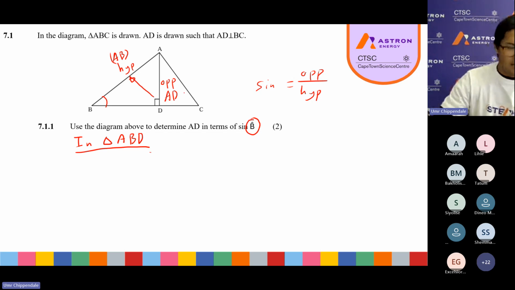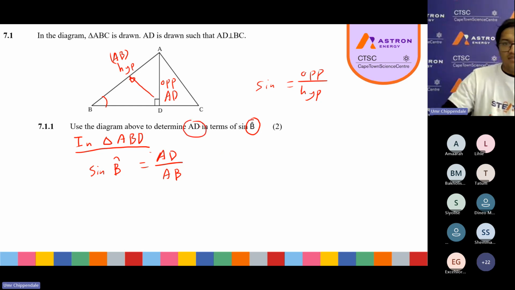So now just write that in there. Therefore, we're going to now say sine of angle B is equal to your opposite, which is your AD, over your AB, which is your hypotenuse. Right? And now they want this in terms of AD. So do not leave your answer like this. We need to determine AD.